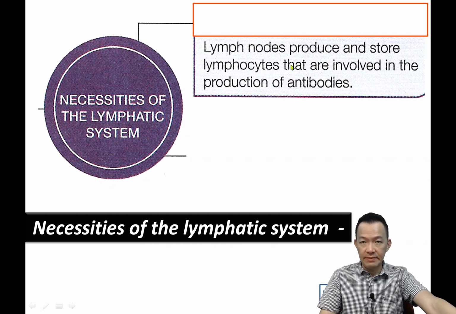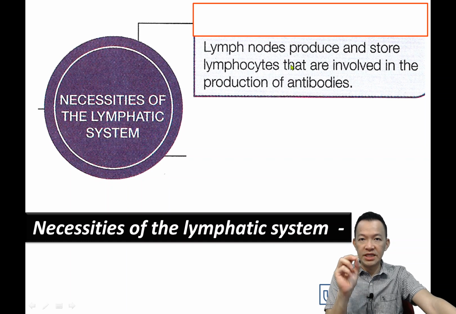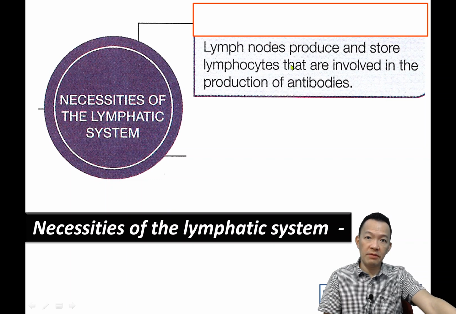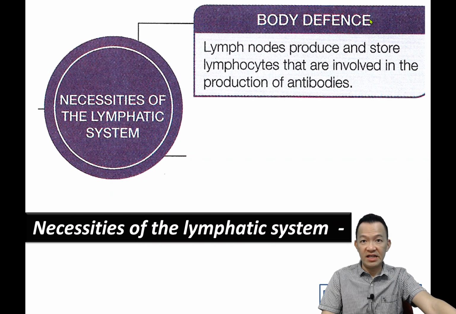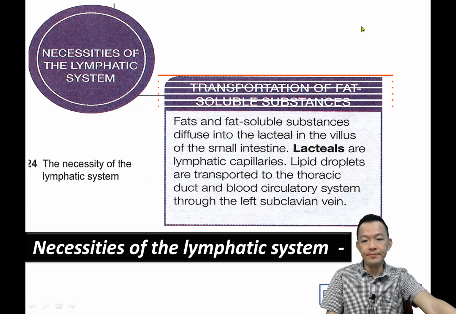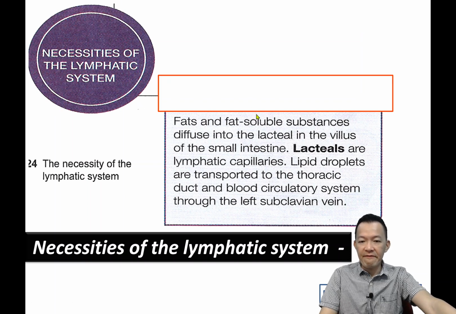So the lymphatic system is actually one part of our body defense system. Our body defense mechanism，它是我们的身体的保卫系统的其中一个机制来的。Okay, so for body defense 里面的 lymphocytes，okay，在淋巴结里面可以制造抗体帮我们杀菌。So this is one of the parts in the body defense mechanism，淋巴系统。还有什么重要性呢？Okay, last, okay, fat and fat soluble substances.